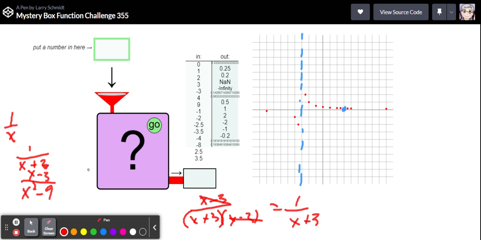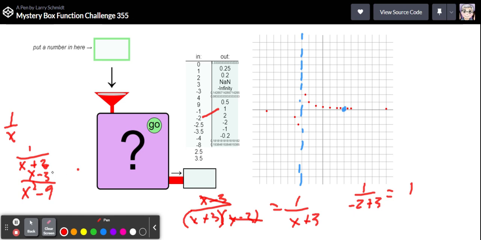Let's just pick one more point and see what's going on. Let's put in a -2. And let's do it in both of these. Make sure we're getting the same thing. So 1 over -2 plus 3. That's going to be 1 over 1, or just 1. And that's what we're getting for -2. We're getting 1.